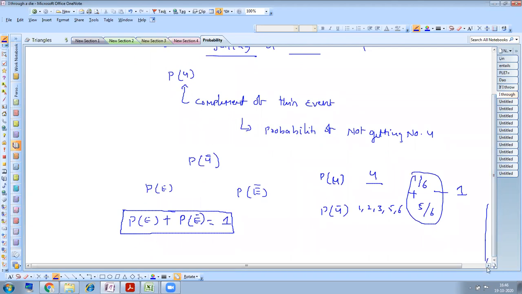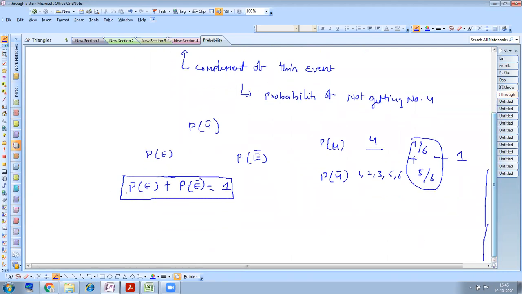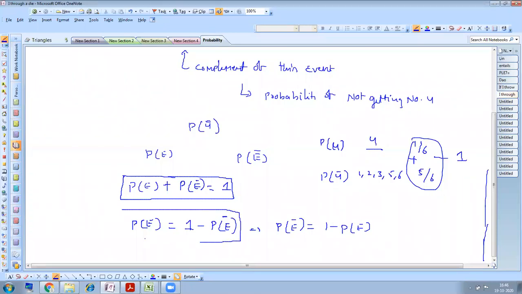So the relation between the probability of an event and its complement is that the sum of both the probabilities is equal to 1. Or the probability of an event will be equal to 1 minus the probability of its complement, or the probability of the complement of an event will be equal to 1 minus the probability of that event. Keep this relation in mind. This is the relation between the probability of an event and its complement.